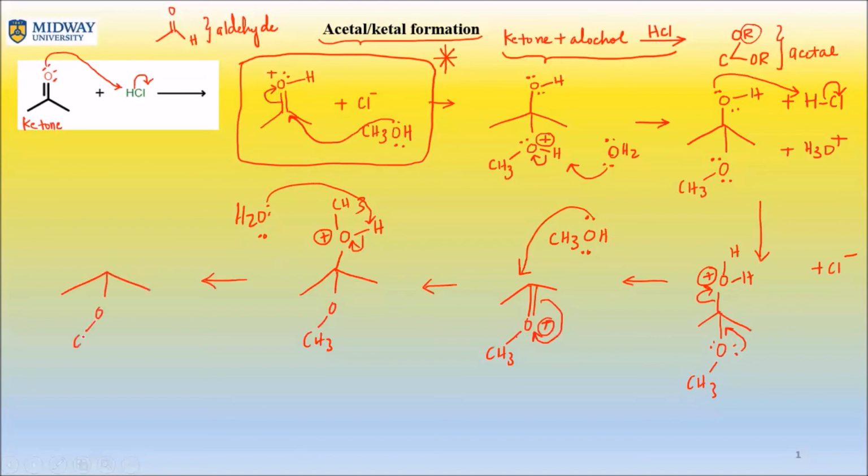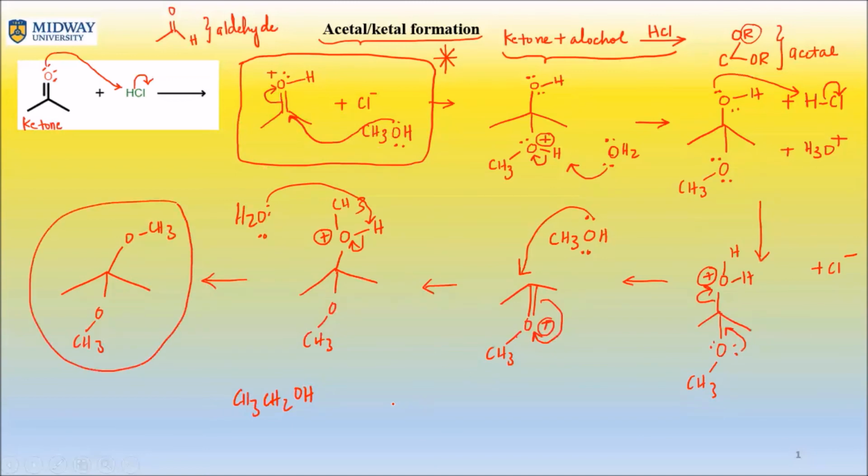You see, we ended up with 2 OCH3. The R could be anything. Say instead of CH3OH, you could have also started with CH3CH2OH. So basically, this was your product.